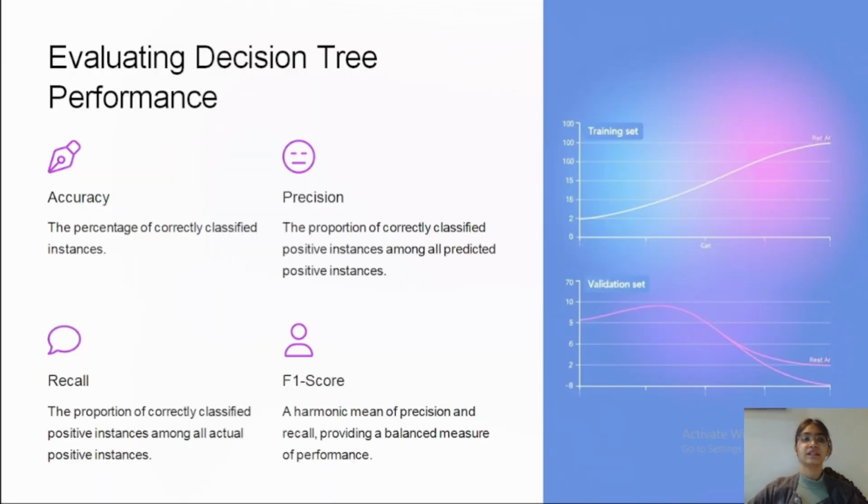Now we have evaluating decision tree performance. You can evaluate the decision tree performance on the basis of these four: accuracy, precision, recall and F1 score. We have talked about this in earlier videos, but let's take a brief look at it. Accuracy is the percentage of correctly classified instances. Precision is the proportion of correctly classified positive instances among all predicted positive instances. Recall is the proportion of correctly classified positive instances among all the actual positive instances, and F1 score is the harmonic mean of precision and recall, providing a balanced measure of performance.